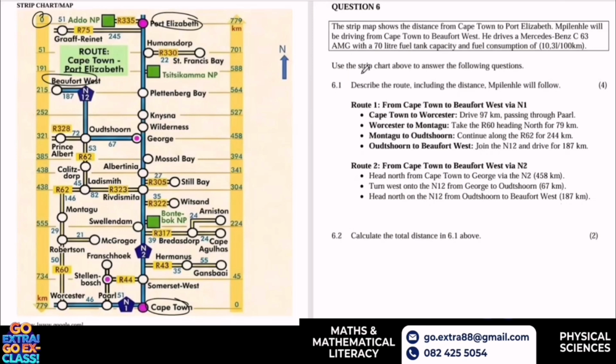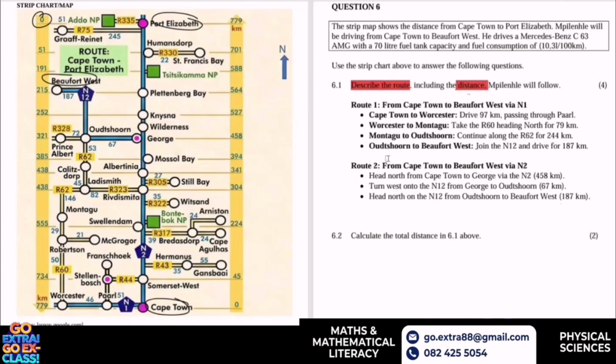Now, use the strip chart above to answer the following questions. This is 6.1: describe the route, including the distance, that Mpilenhle will follow. The most important part here is to describe the route. That is very key. As we describe the route, you also need to indicate the distance that Mpilenhle will follow.